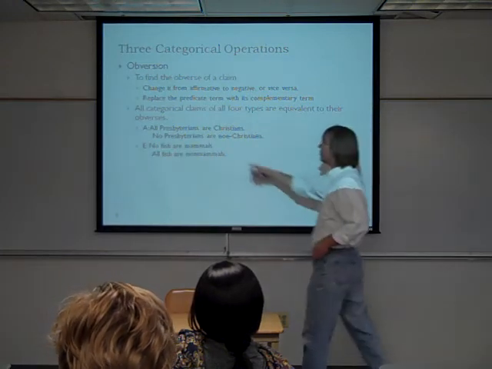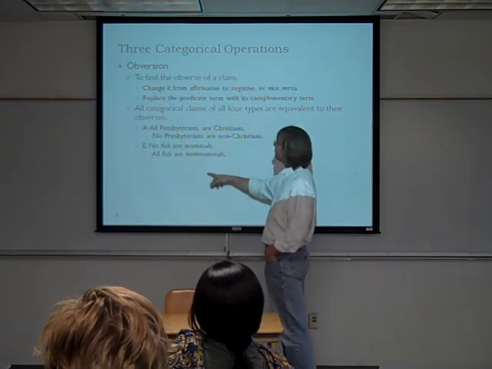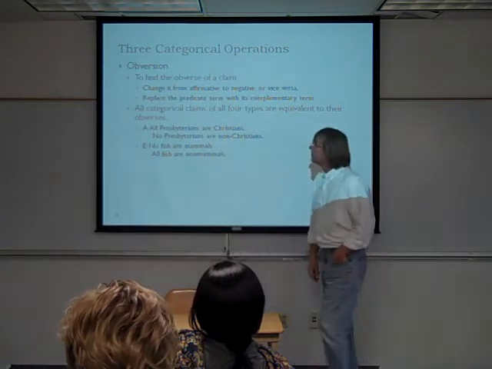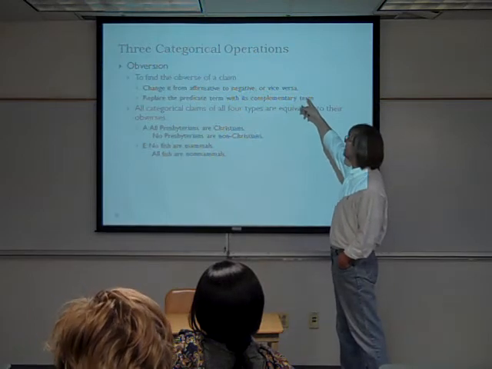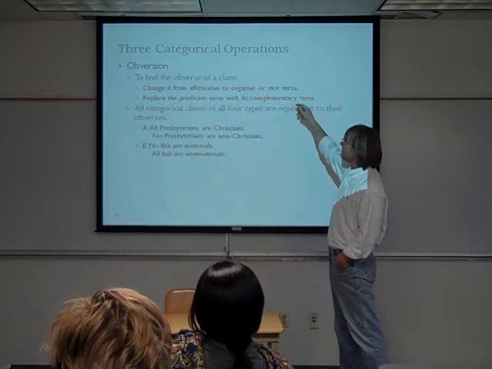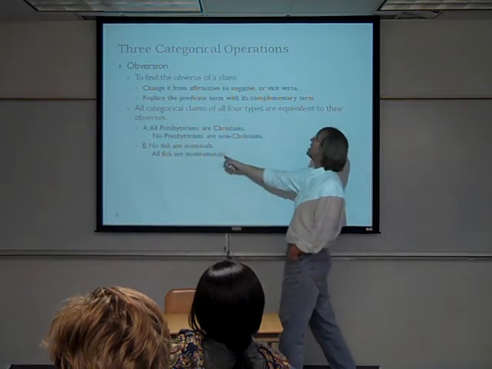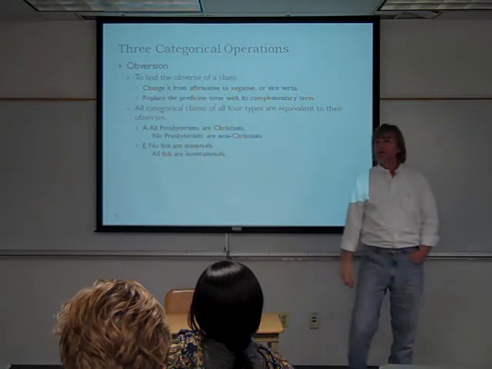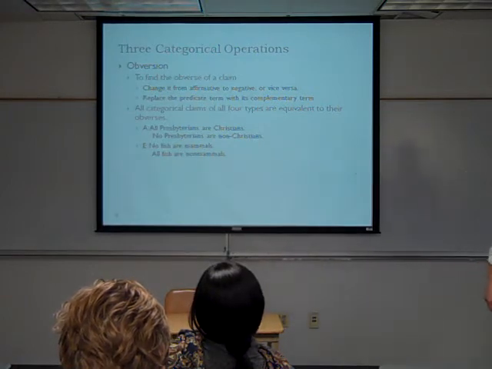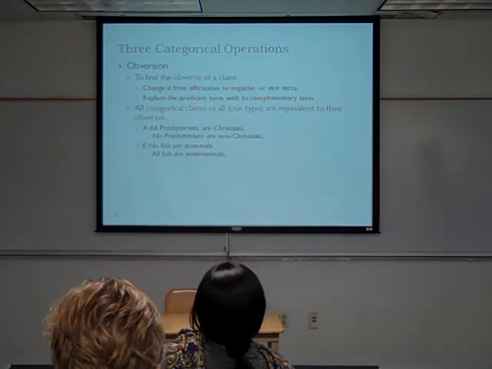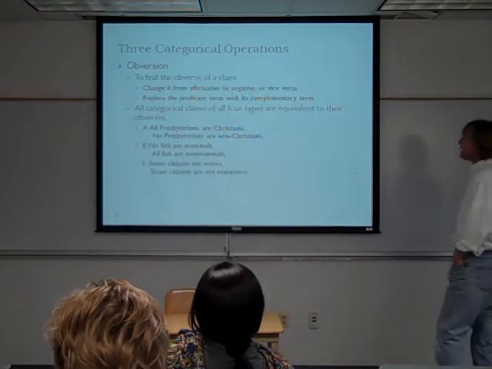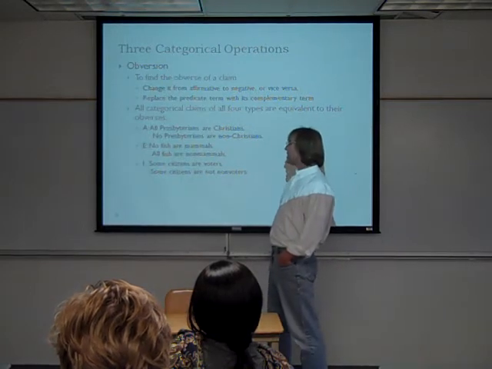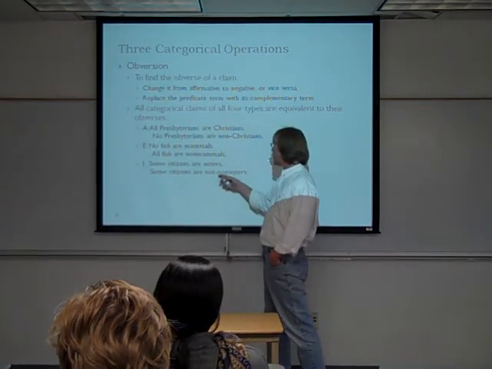E claim: no fish are mammals. Take the obverse of that: all fish are non-mammals. So once again, you change it from affirmative to negative, or vice versa, and you replace the predicate term, the last one, with its complementary term, non-mammals. See how it works? Obversion. Now for an I claim: some citizens are voters. Take the obverse of that: some citizens are not non-voters.